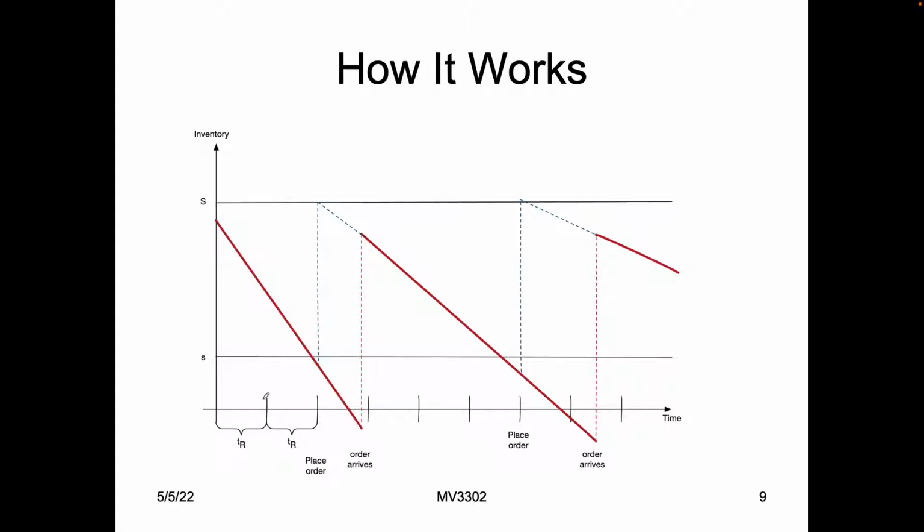What we have here are the review periods. We're not going to check it until this first time. Let me change the pen color to blue. At this time we check our inventory position. It's above our reorder point, so we do nothing until the next review period. At the next review, we see it's gone below the reorder point, so we place our order.